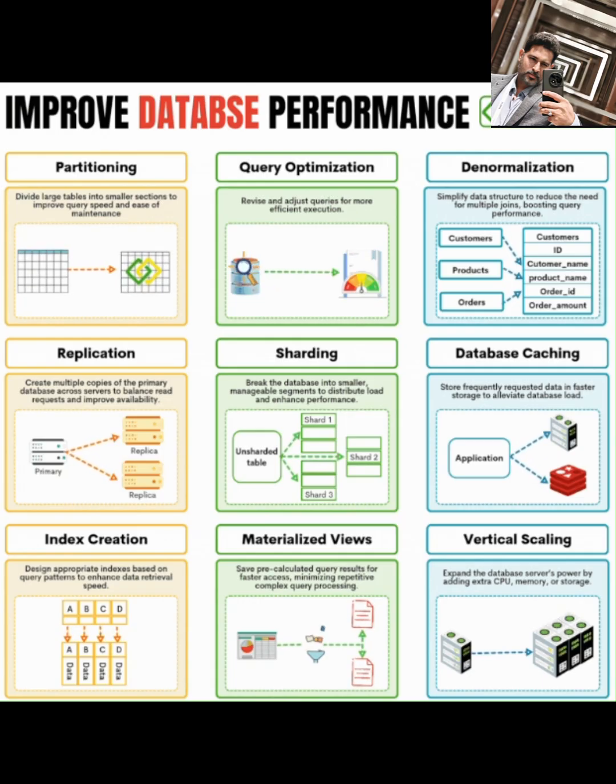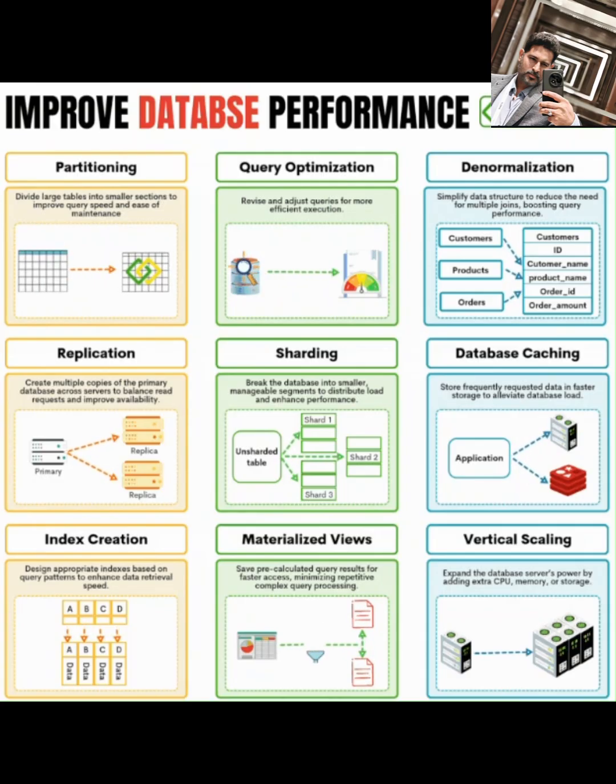Let's start with partitioning. Imagine having a massive library with all the books piled in one giant room. Finding a specific book would take forever, right? Partitioning is like dividing that library into smaller sections based on categories or dates. In database terms, we divide large tables into smaller, more manageable pieces. This makes queries faster and maintenance much easier because you're only dealing with smaller chunks of data.